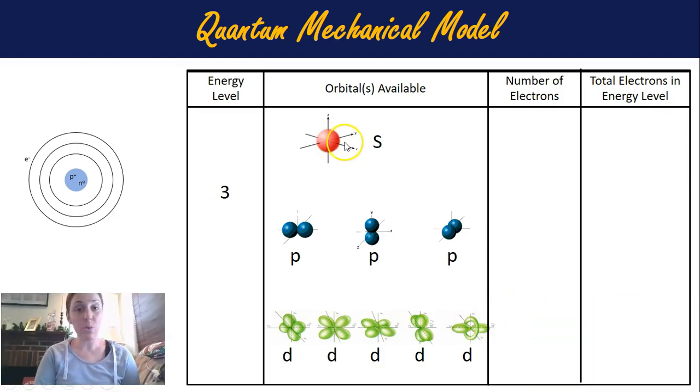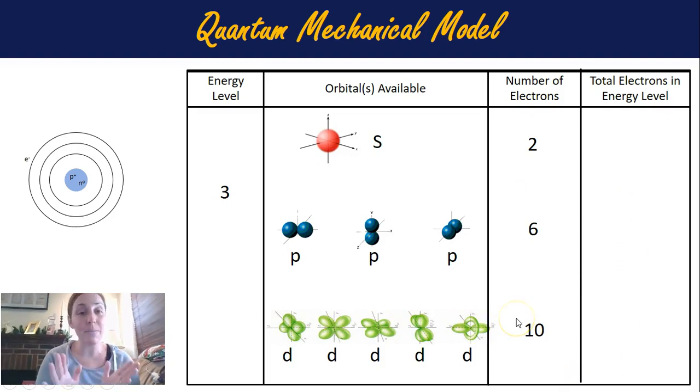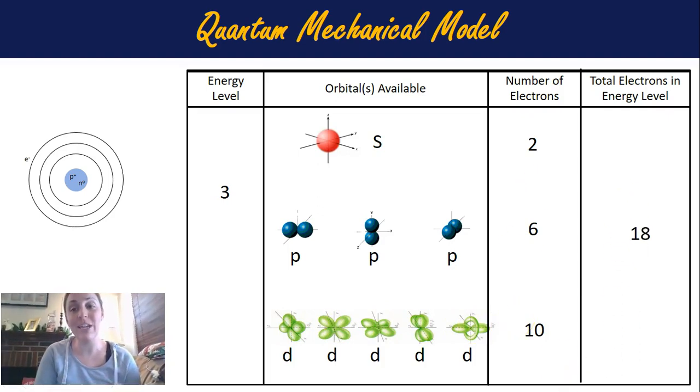From s, you only have 1 orbital, and each orbital can have 2 electrons. So we'd have 2 in our s. So in 3s, there's 2. In energy level 3, in the p shape, there is 2, 4, 6 electrons. And in energy level 3d, I've got 2, 4, 6, 8, 10. So if you total this up, the maximum electrons you can fit in the third energy level is 18.